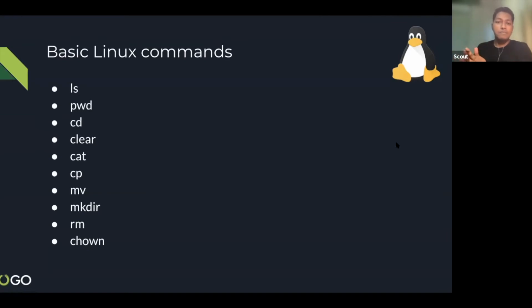clear is for clearing the terminal. cat is for, what is the cat command used for? Yes, it shows the content of a file. So if you have a file, it will show the content.